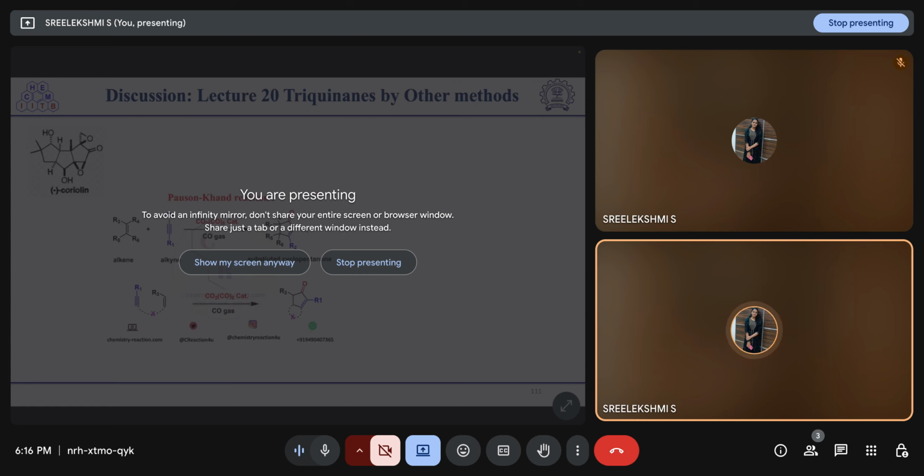Now, the last lecture was about the synthesis of trichonanes by other reactions, where we have seen the application of Pauson-Khand reaction, vinyl cyclopropane rearrangement, aldol reaction, Nazarov cyclization, and oxy-Cope rearrangement in the total synthesis of trichonane, then the application of 4 plus 4 cycloaddition in the total synthesis of coriolin by the Bender and Carrera group.